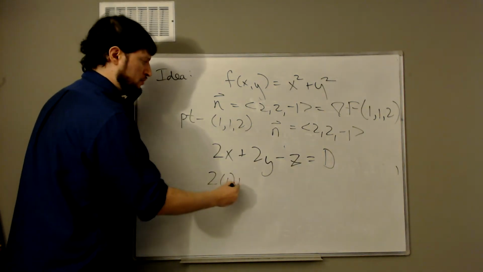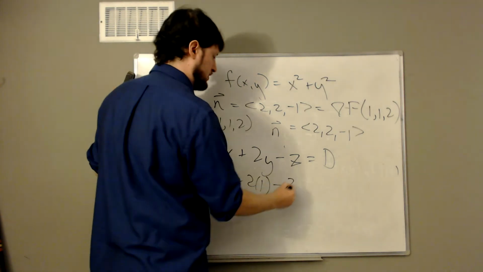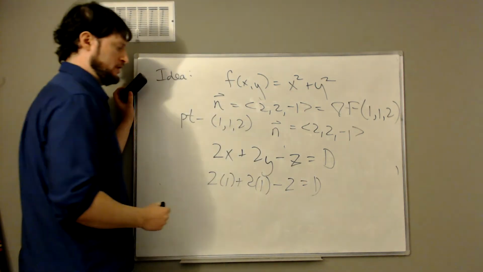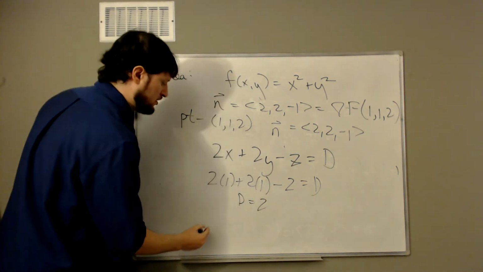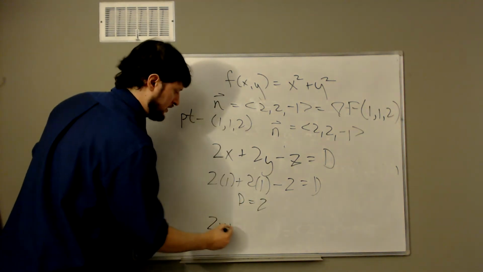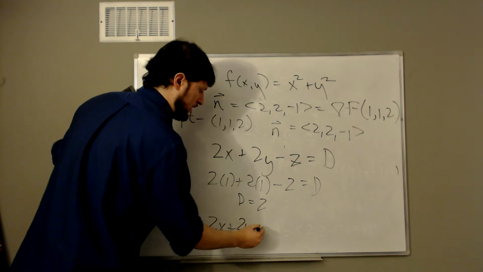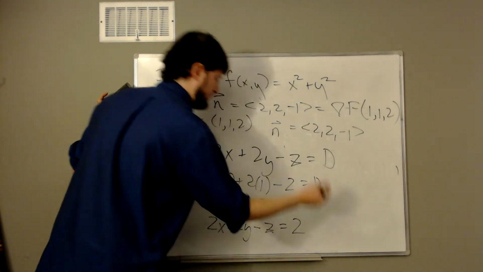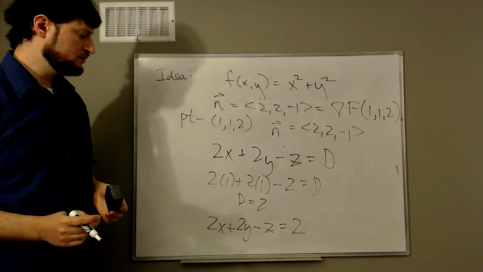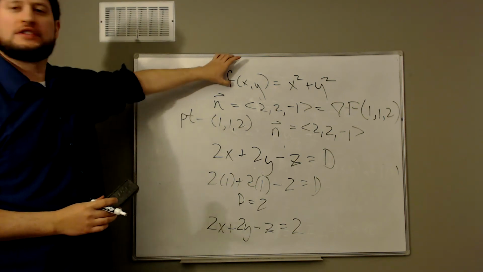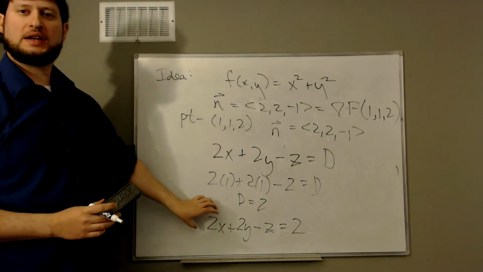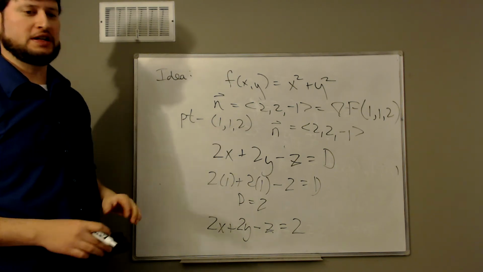2 times 1 plus 2 times 1 minus 2 has got to be d. Well, that's 2. So the tangent plane is 2x plus 2y minus z is 2. So let's take a second to look at Mathematica. We'll graph this function. We'll graph this tangent plane at the same time, and we'll see that it actually works.